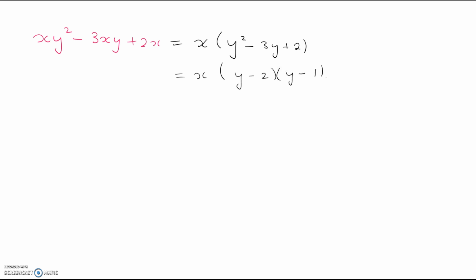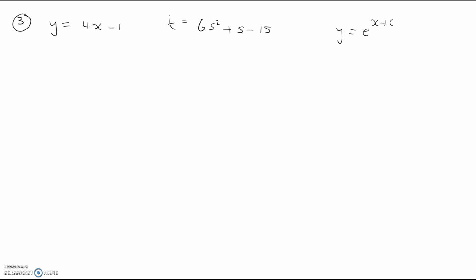A lot of you failed to recognise 16x squared minus 9 was the difference of two squares. So if we square root the first term, we get 4x. We square root the second term, we get 3. And then we simply put in a minus and a plus.